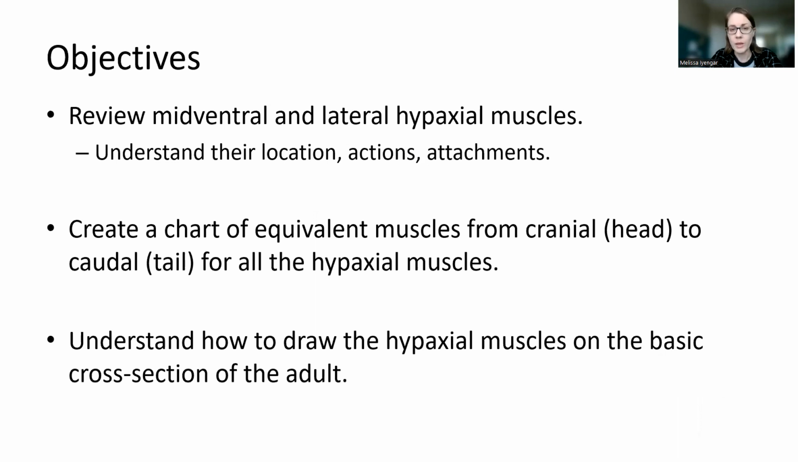On the chart, we're going to do locations, actions, attachments. Sorry, I was pausing, like, did I do attachments? I don't know. Let me double check.